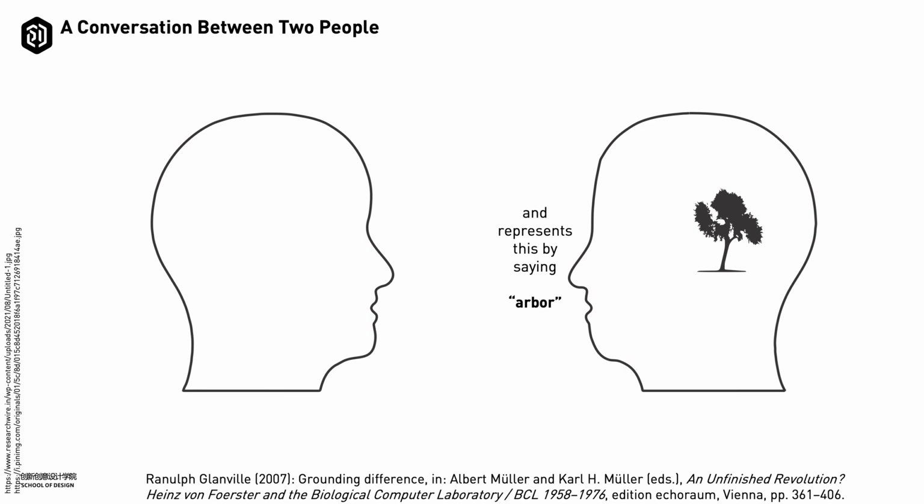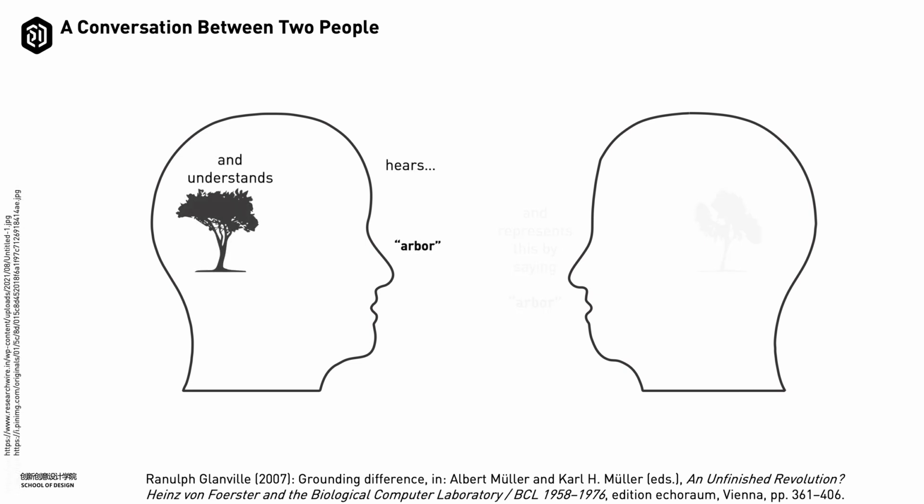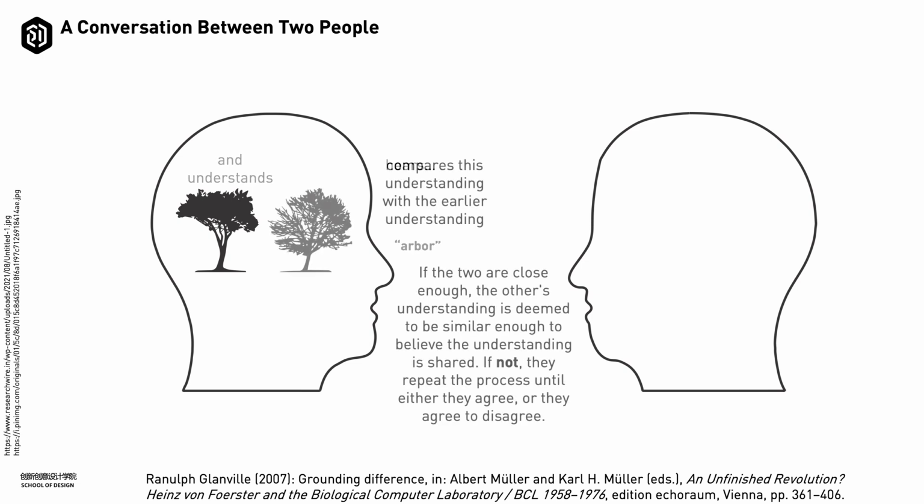So he speaks it out again and says arbor, which is the Latin word for tree, trying to find another word for what is in his mind. Remember, they cannot look into each other's mind. The other person hears arbor and in his mind has another tree. Slightly different, but still enough tree to think, maybe it's not exactly the same as what I said before, but maybe it's reasonably similar. Maybe it's reasonably close. So we say, yes, tree.